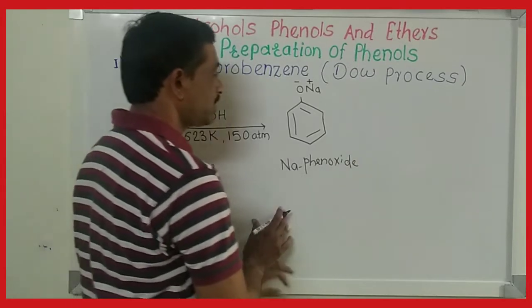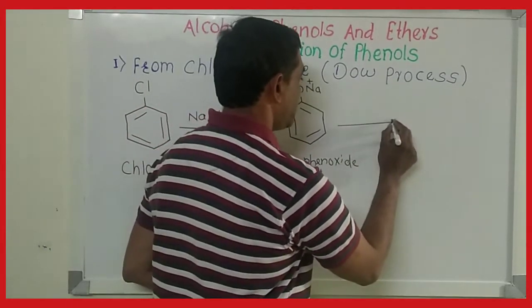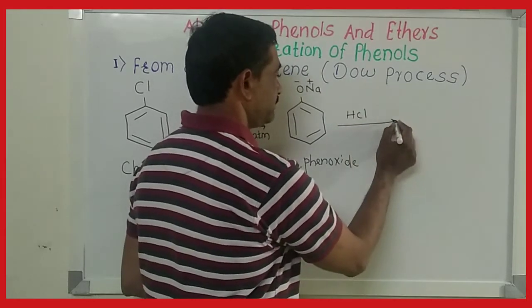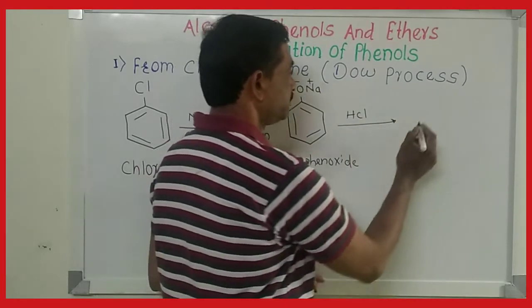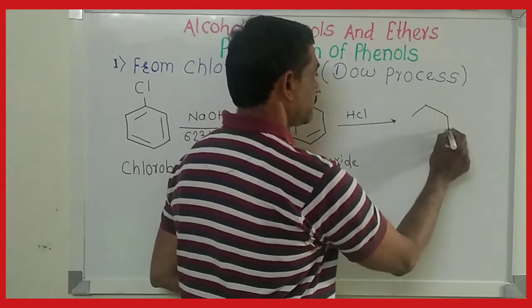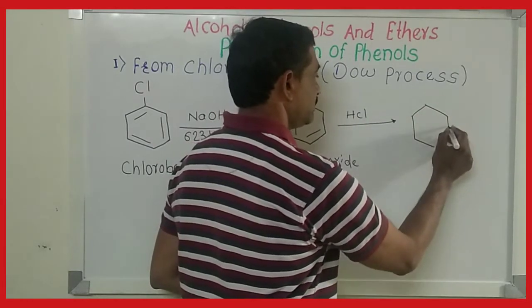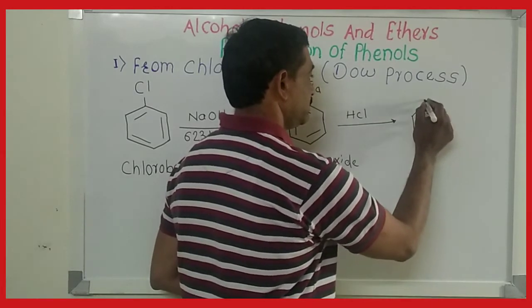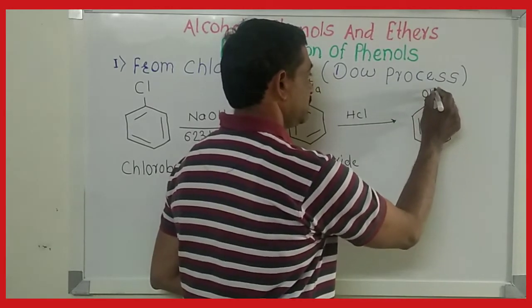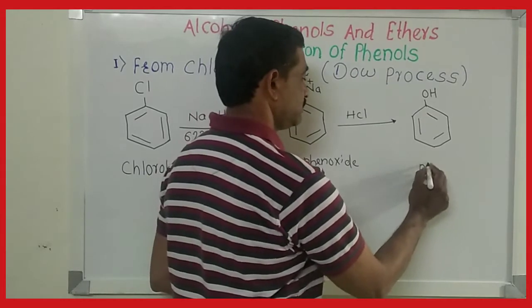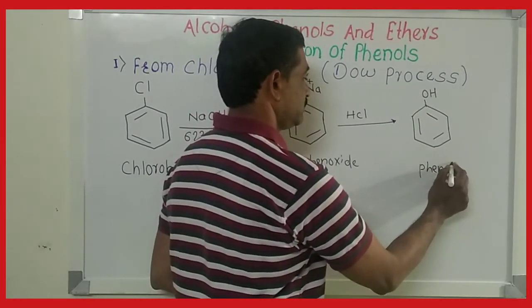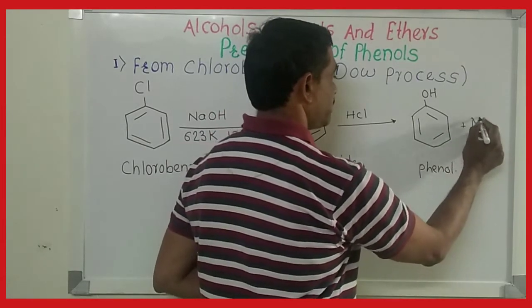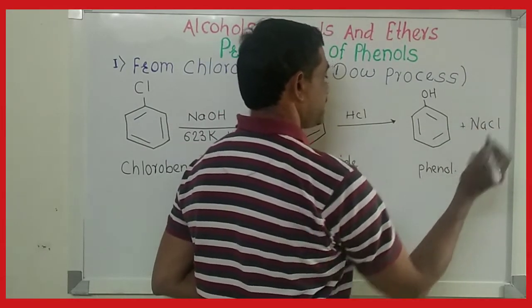And this sodium phenoxide on reaction with an acid like HCl gives the final product, that is phenol, plus here there is formation of NaCl.